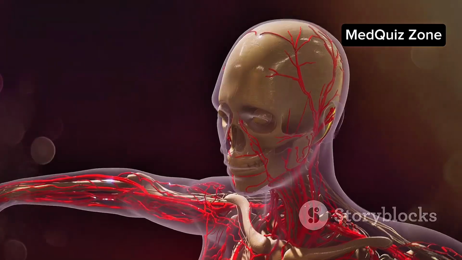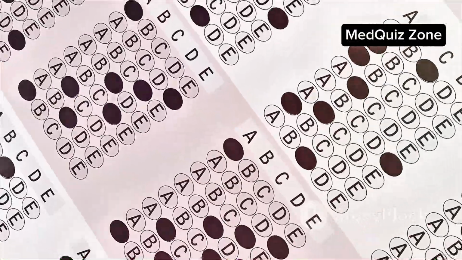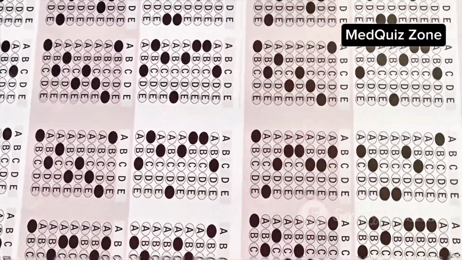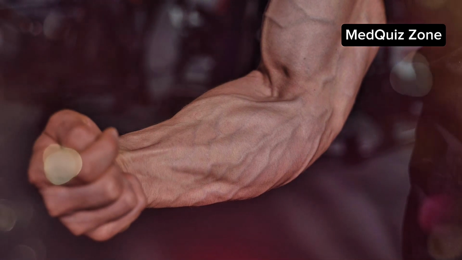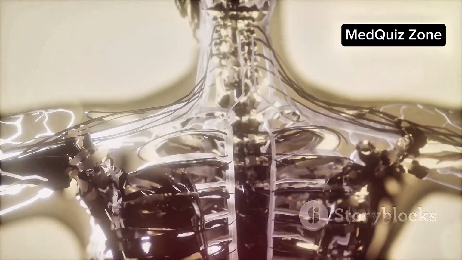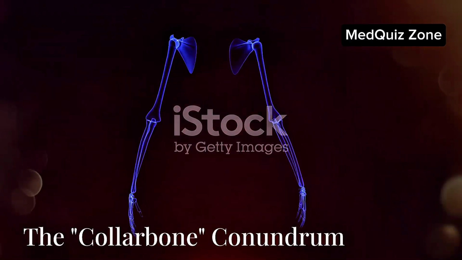I'm Joshua, and today we're diving into the upper limb anatomy challenge. We have 10 interactive multiple choice questions lined up for you. Each question will focus on a different aspect of upper limb anatomy, from bones and muscles to nerves and blood vessels. Let's dive in and tackle the upper limb anatomy challenge together.